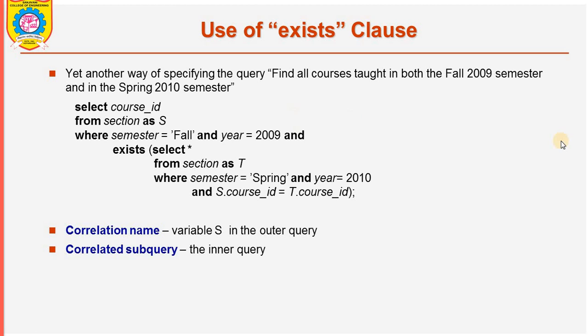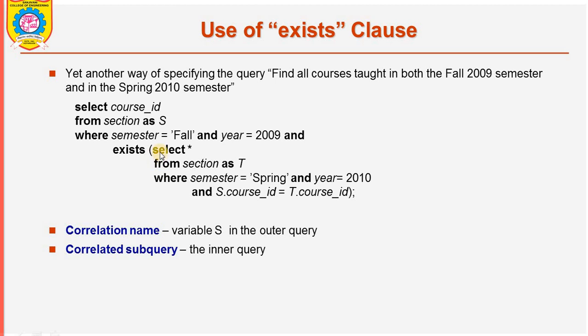Use of the exists clause is to denote whether a subquery is empty or not. We will see the example: find all courses taught in both the fall 2009 semester and the spring 2010 semester. Here, first of all, the outer query will be evaluated. Then the inner query, or nested query, will be evaluated.